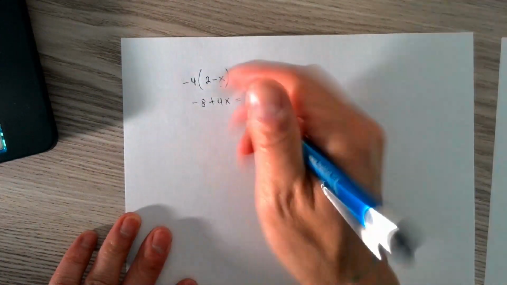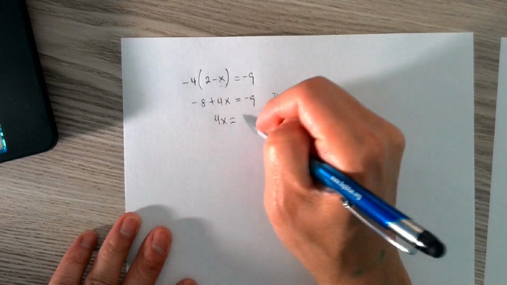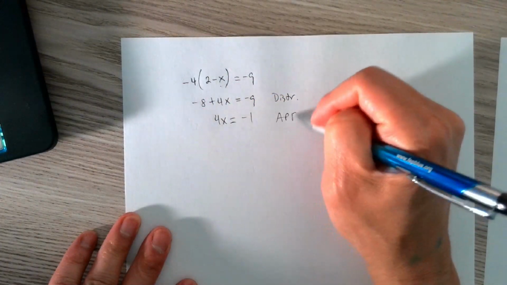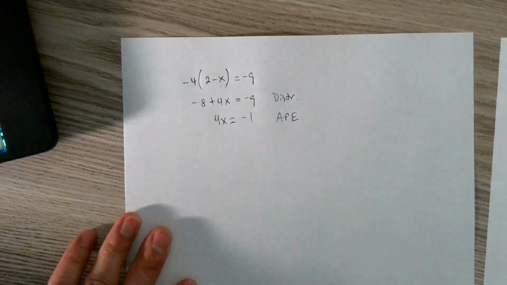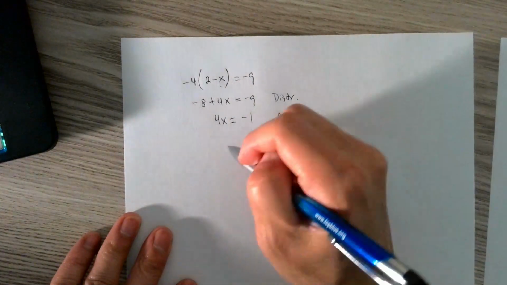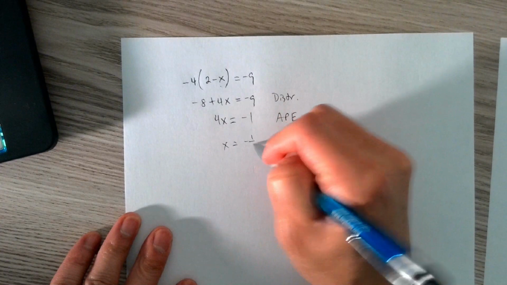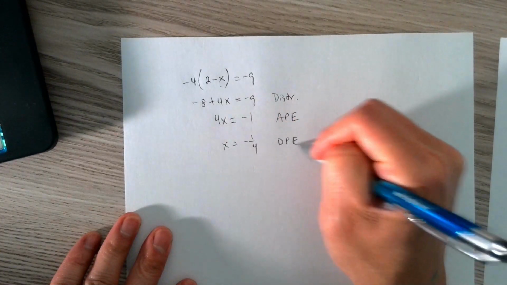Now I'm going to add 8 on both sides. That was APE. And divide by 4 on both sides. DPE.